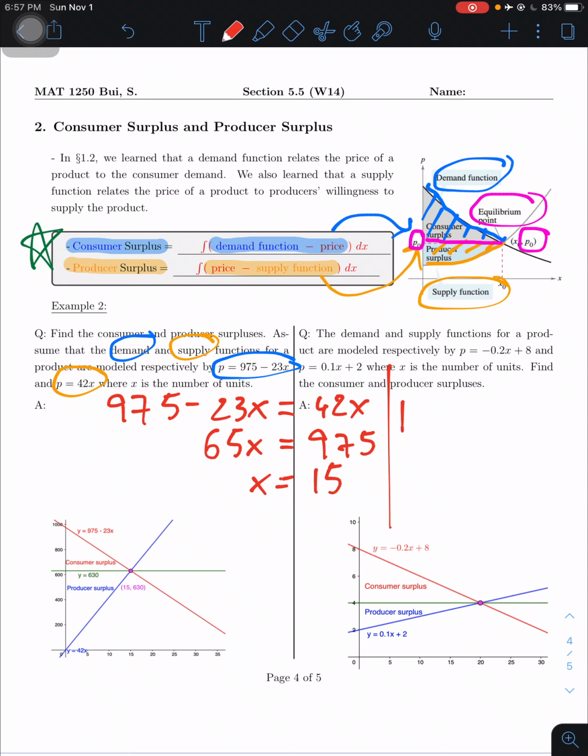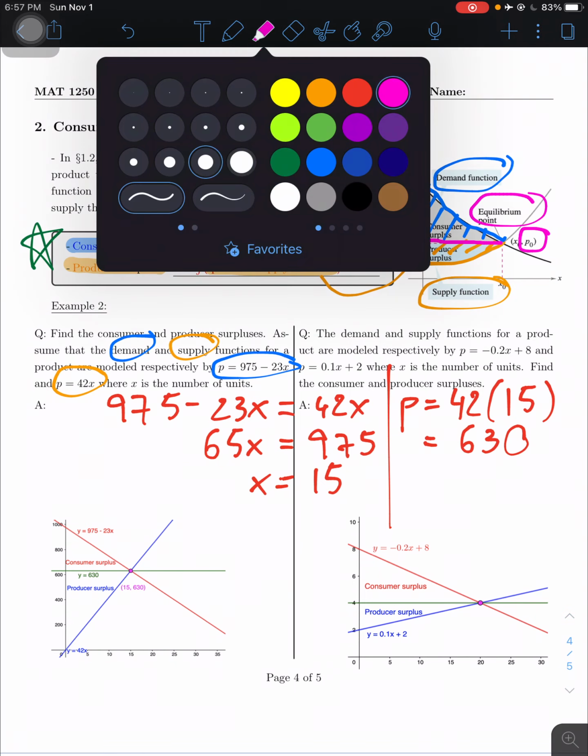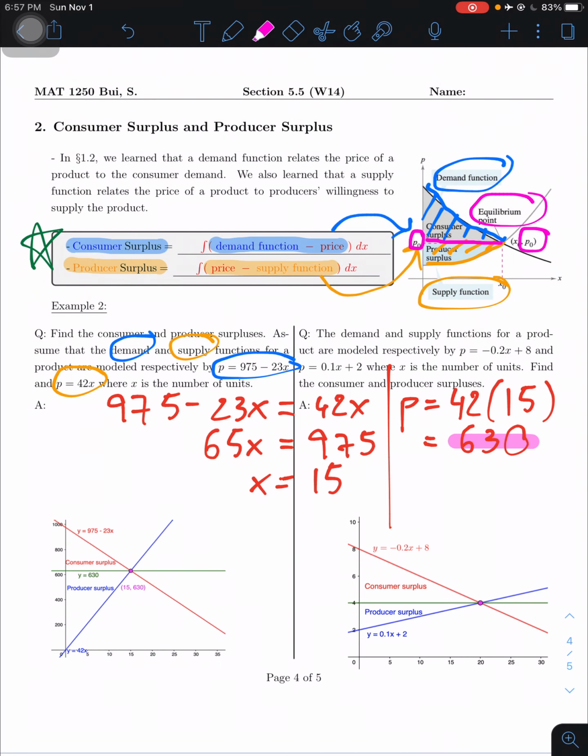So my price P equals 42 times 15, which is 630. So this is my price in pink. Let me highlight it in pink, just like what we had in here or here. Okay, so now what do we do, right? Let me get rid of this work now that we have it done.